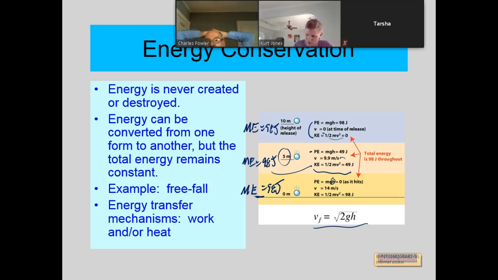Now, the energy transfer mechanisms, how energy does get transferred, is either from work or from heat. Now, that's a broad generalization. But how do you change the energy of that bowling ball? You do work on it. You push it. You lift it, giving it more potential energy, and you push it when it goes down. That's how the energy transfer mechanisms work.